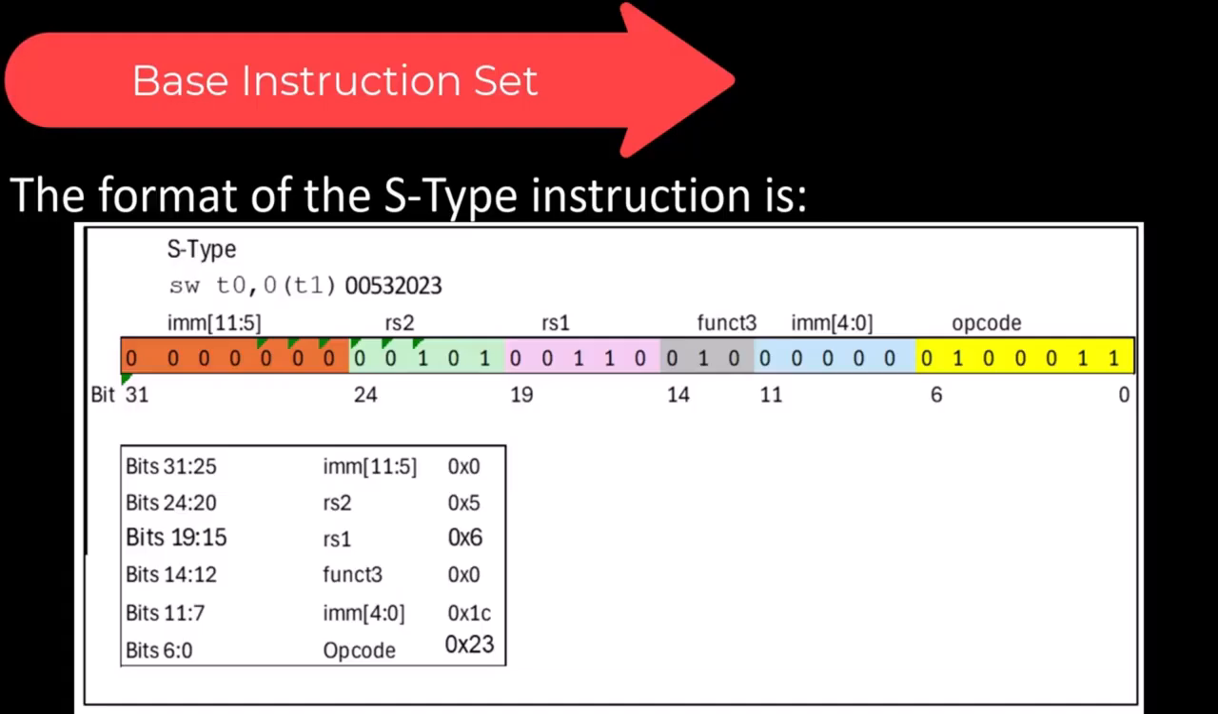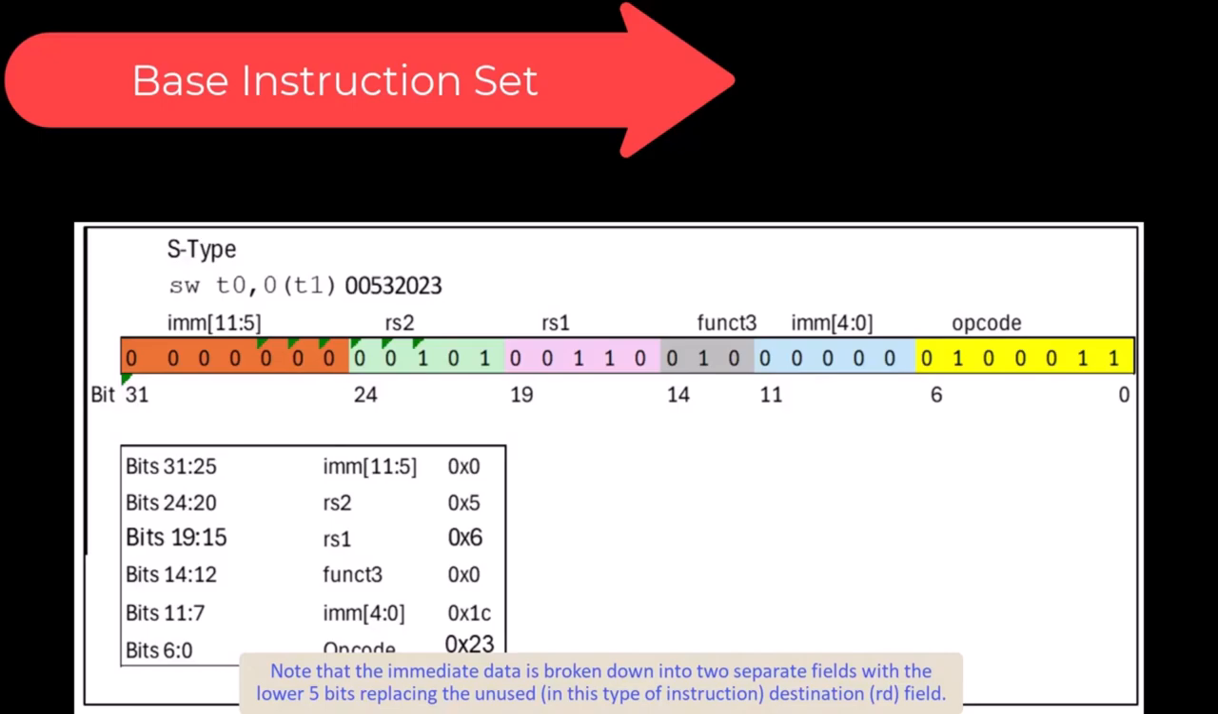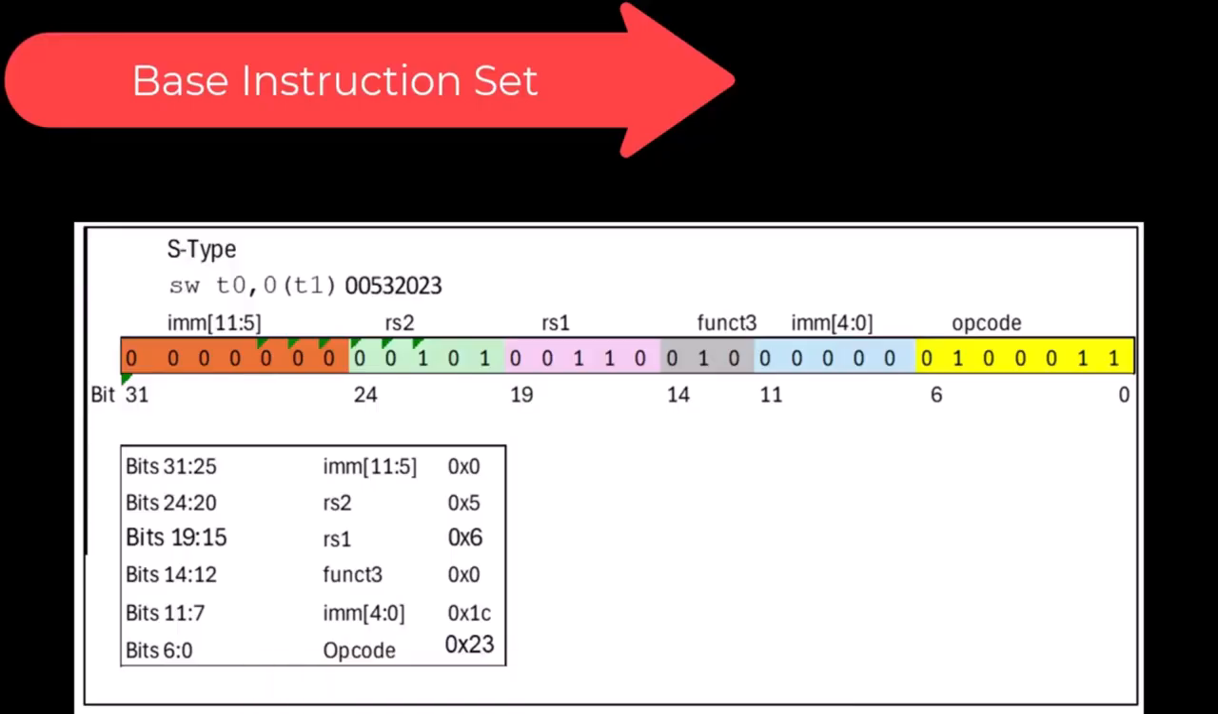Note that the immediate data is broken down into 2 separate fields with the lower 5 bits replacing the unused, in this type of instruction, destination, RD, field. Disassembly produces the hexadecimal machine code 00532023.